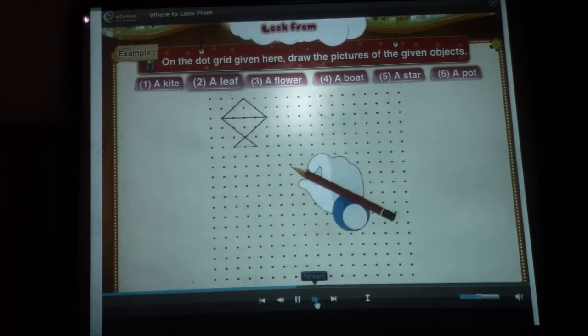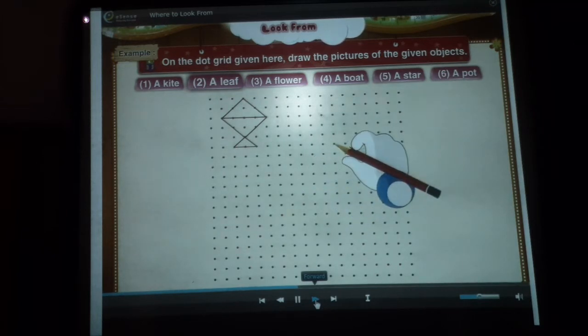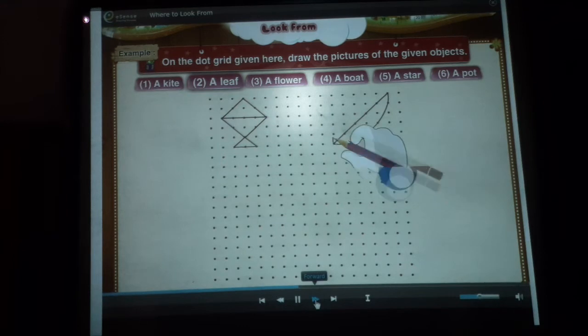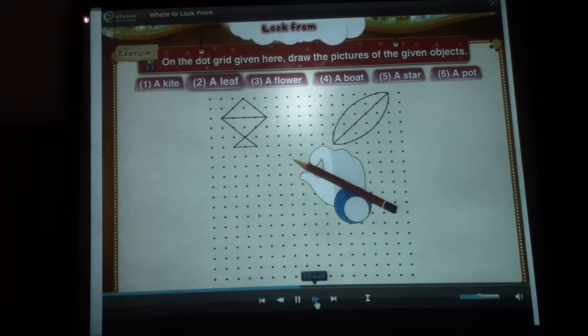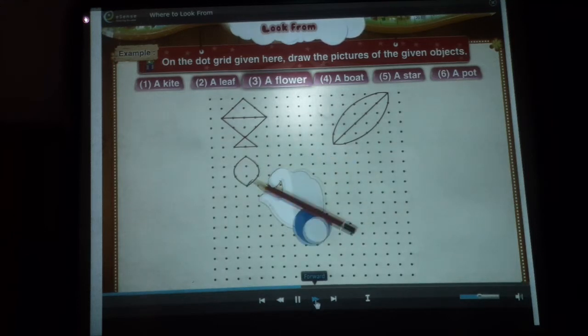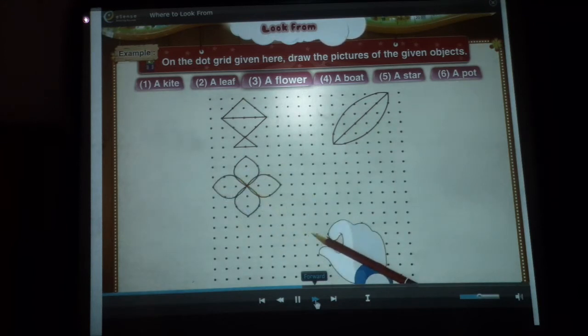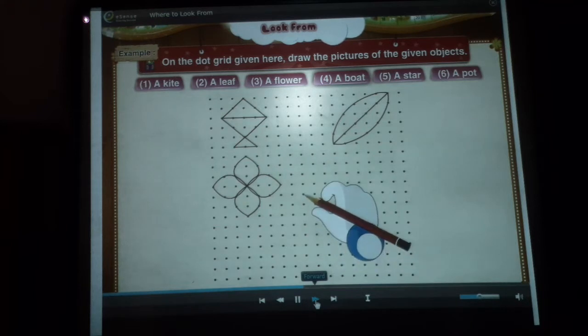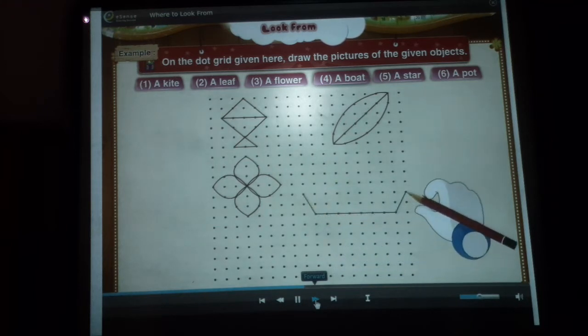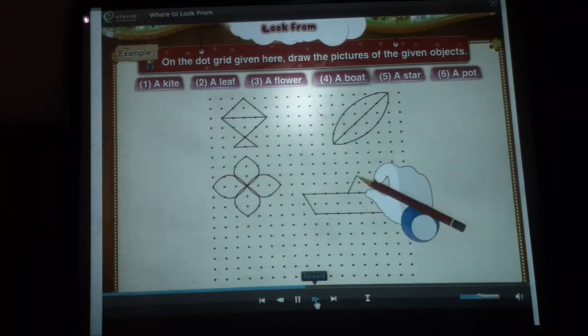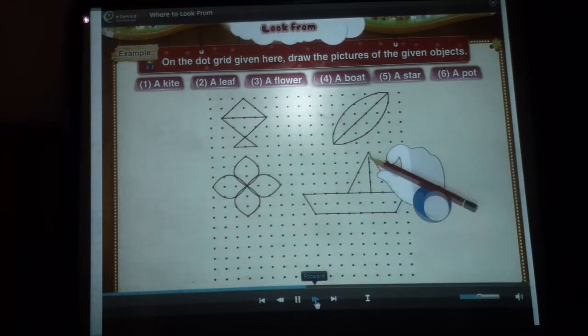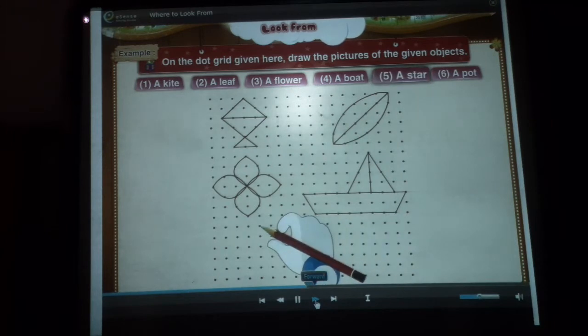2. Do you remember how a leaf looks? Yes, like this. We can draw a leaf like this. 3. To draw a flower, we need to draw the lines like this. 4. For drawing a boat, draw the straight lines like this. 5. A star is drawn like this.